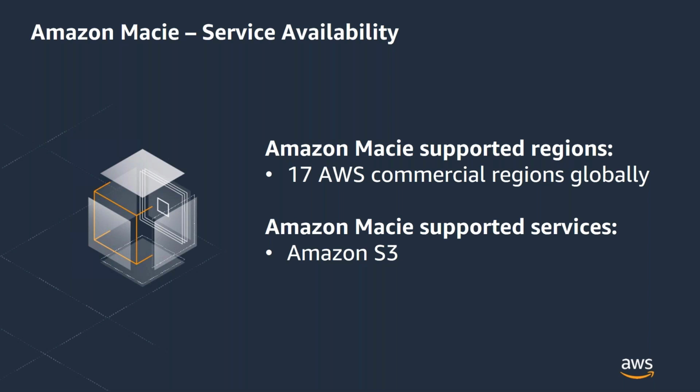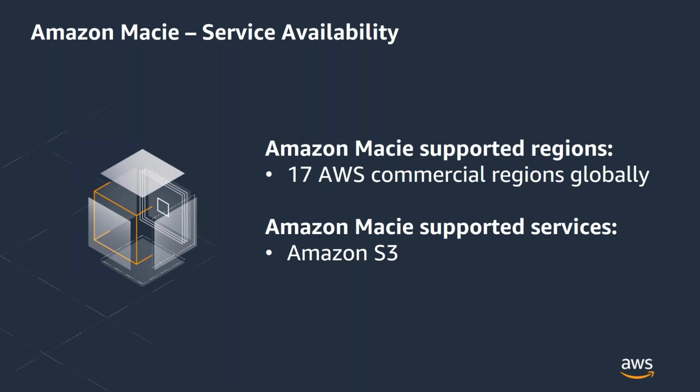The service availability of Macie is 17 AWS commercial regions globally. So out of the 24 total regions, 17 AWS commercial regions is where Macie is available. So it's a wide array. We've scaled that lately. And when it comes to supported services, Amazon S3 is our focused supported service.